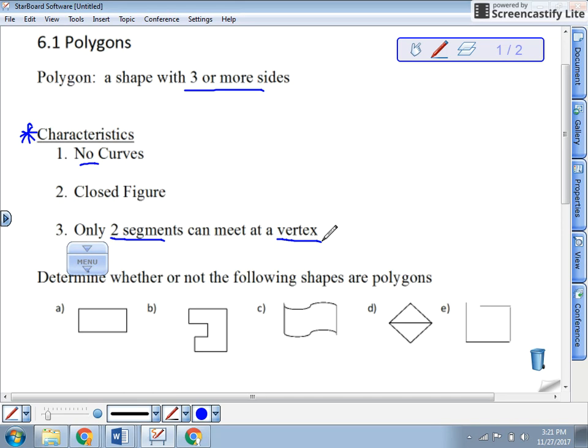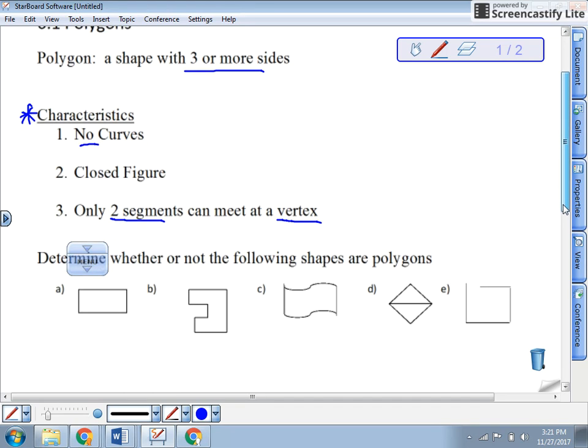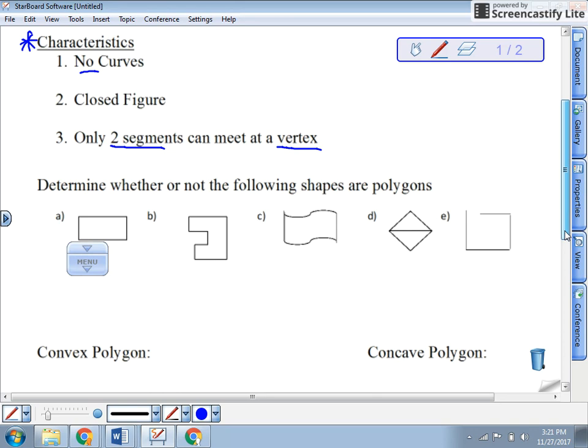So here are some of the problems you'll see. You just have to basically determine whether or not the following shapes are polygons based off those characteristics. We look at the first one. There's no curves. It's a closed figure, three or more sides. So that's a yes. This one, again, it's enclosed. There's no curves. Only two segments meet at each vertex. So again, that's yes. This one right here, however, is no, all right, because of those curves.